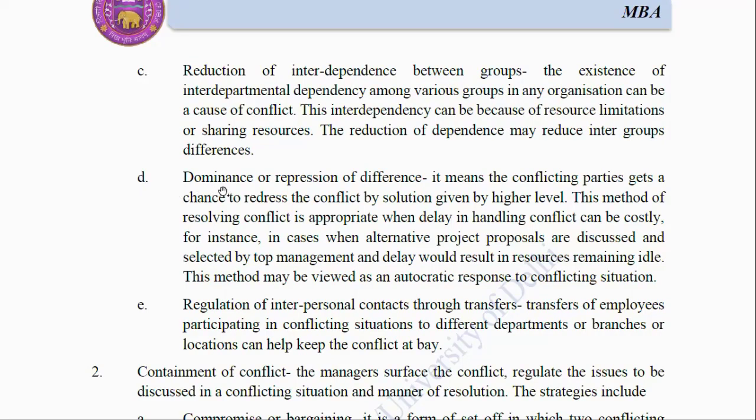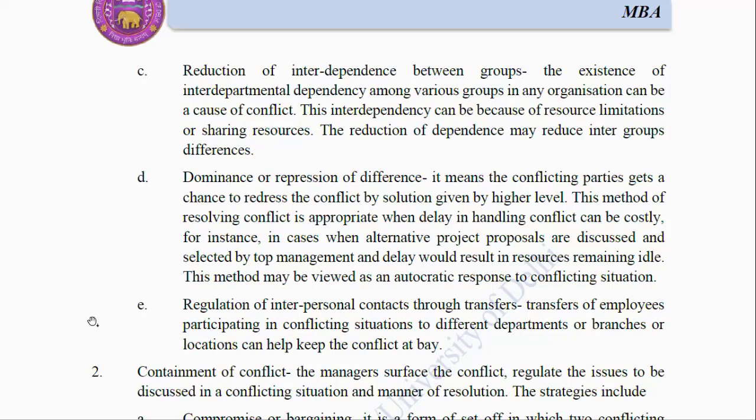Point D. Dominance or repression of difference. It means the conflicting parties get a chance to redress the conflict by a solution given by a higher level. This method of resolving conflict is appropriate when delay in handling conflict can be costly. For instance, in cases when alternative project opportunities are delayed due to the existing conflict. This method may be viewed as an autocratic response to a conflicting situation.